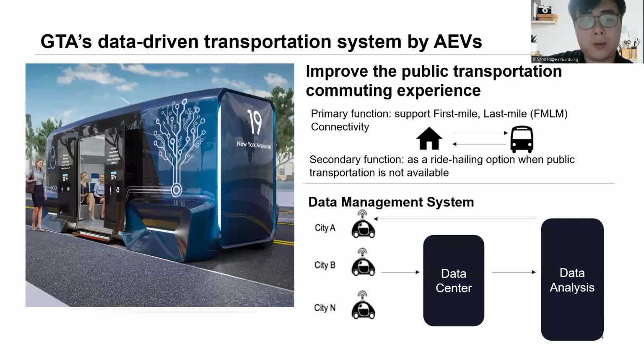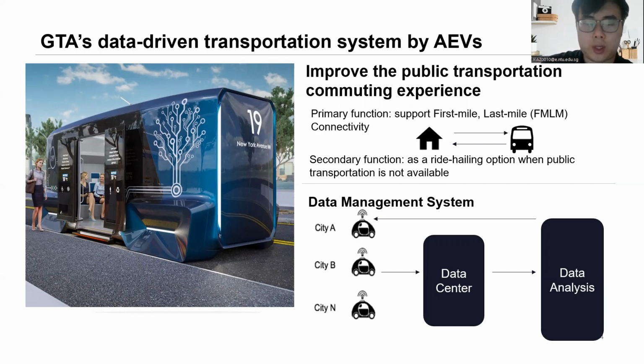So for the introduction part, we know the GTA's data-driven transportation system is carried out by the autonomous electric vehicles. The public transportation system is not accessible conveniently to everyone, as we know. So the goal of this program is to improve the public transportation commuting experience. The primary function of AEVs is to support the first mile, last mile connectivity. It is done by establishing a connection between the user's origin and the destination, which is a public transportation node like a bus stop.